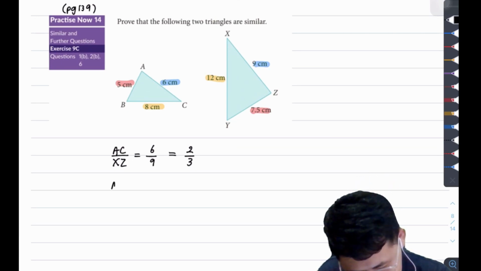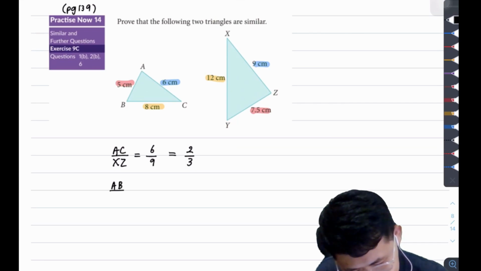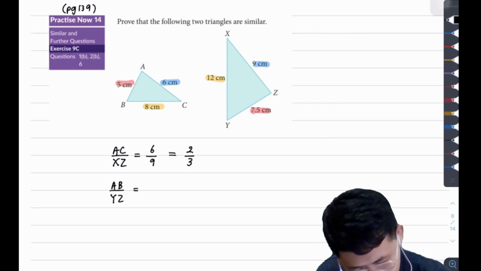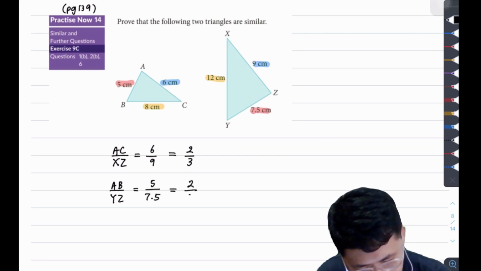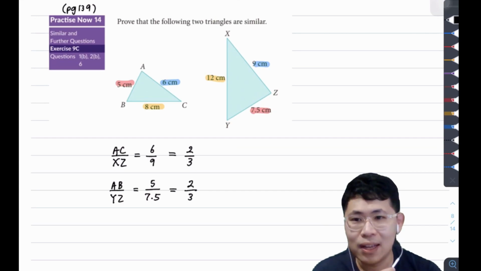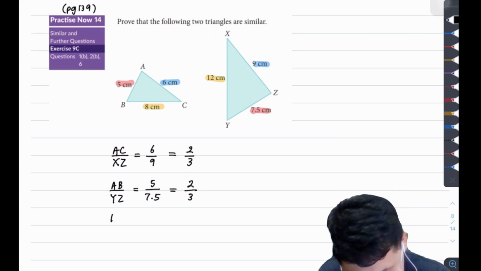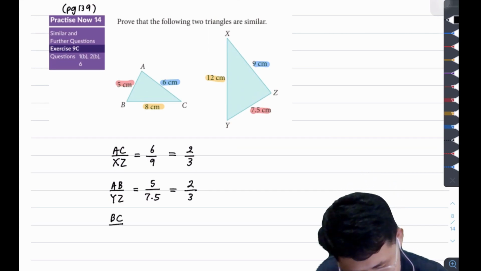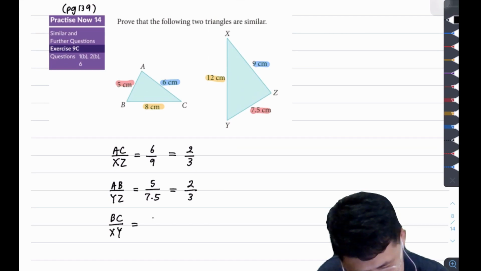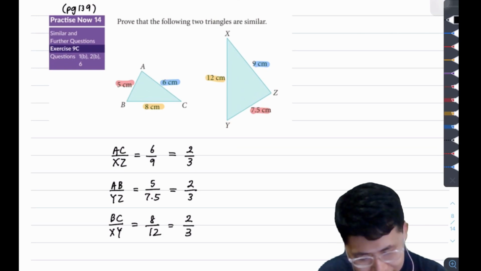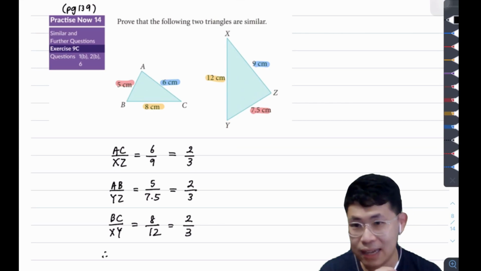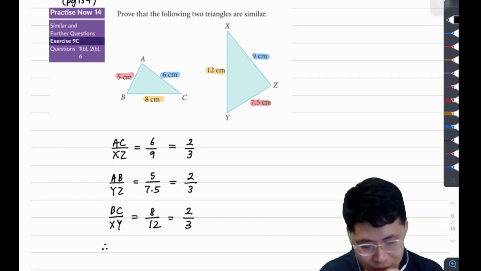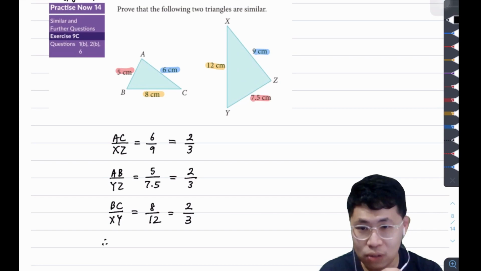The second ratio would be AB over YZ. So AB is 5, YZ is 7.5. Use your calculator. You also get 2 over 3, right? The last one, BC over XY. So BC is 8, XY is 12. Simplify, you get 2 over 3 as well. Because of these 3 sets of corresponding sides, the ratios are the same.